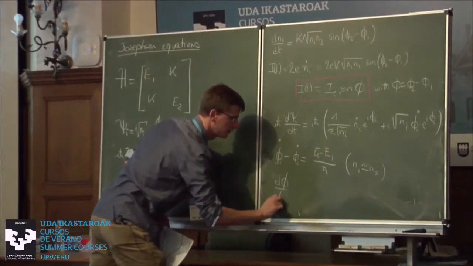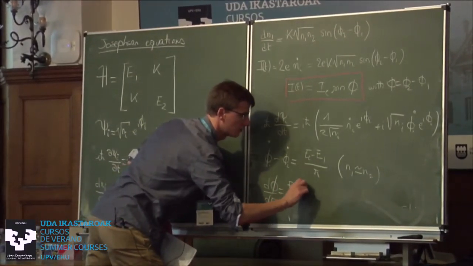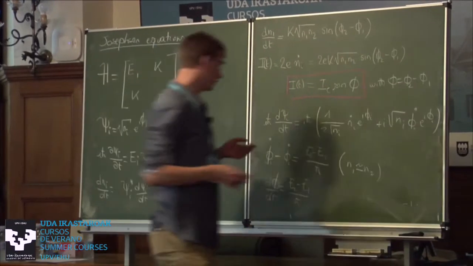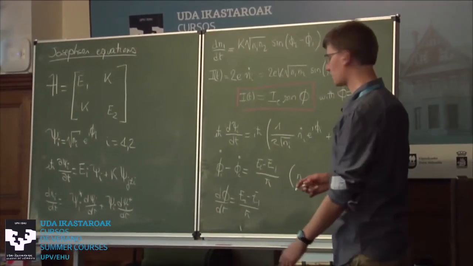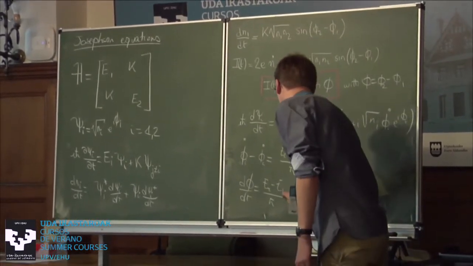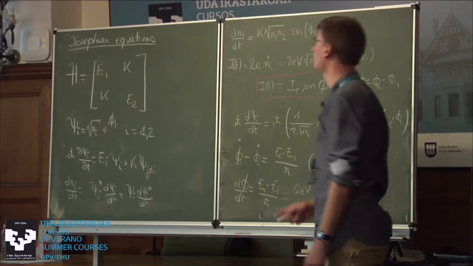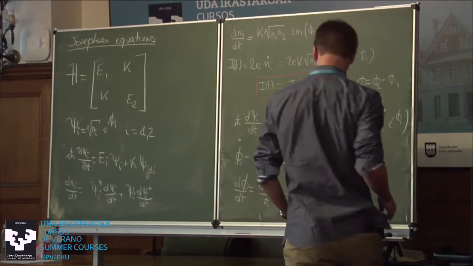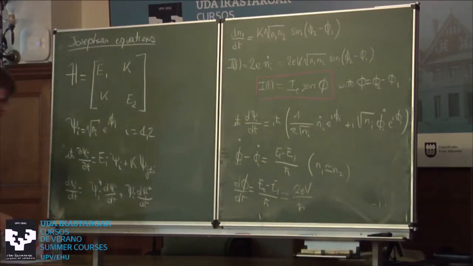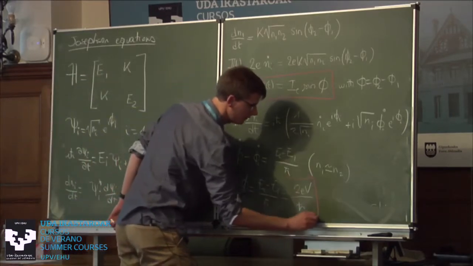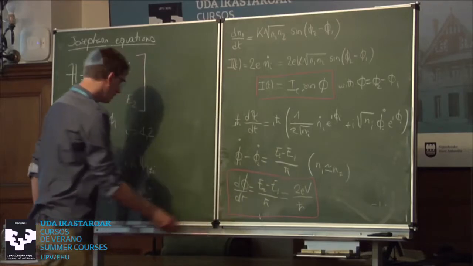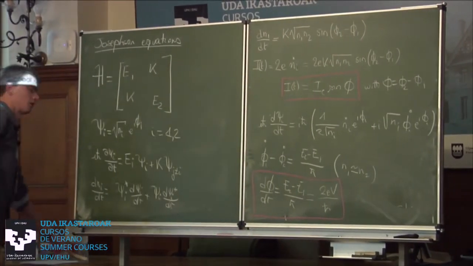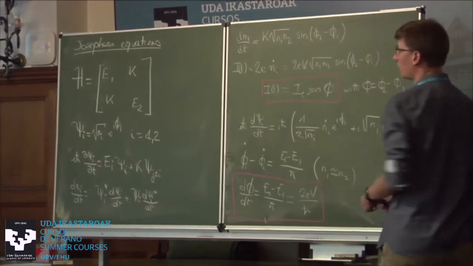You can write it this way: d phi dt equals E2 minus E1 over H bar. What is E2 minus E1? It is the energy difference, and that's typically from electrochemical potential equality. This will be equal to 2E times V, where V is the voltage. Okay? And this is the second Josephson equation that you will need. So from this very simple model, you see that you can derive two equations that govern the physics of this type of structure.